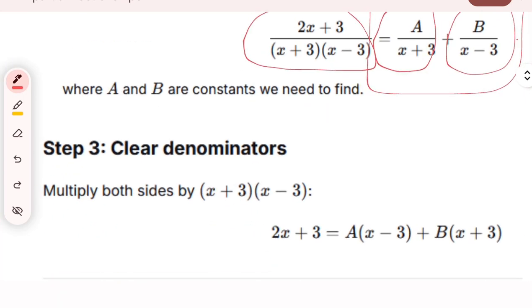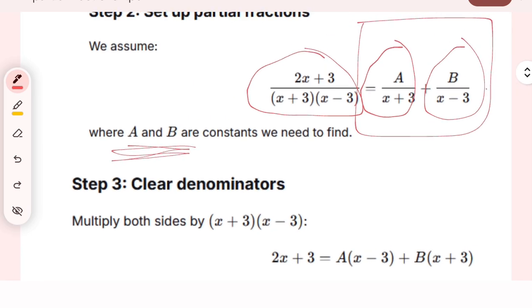So we have now step 3. We will clear denominators. Remember, we need to solve for those constants A and B. A and B are the constants of our partial fractions. So how do we solve for A and B? We can multiply both sides, everything, by (x + 3)(x - 3).